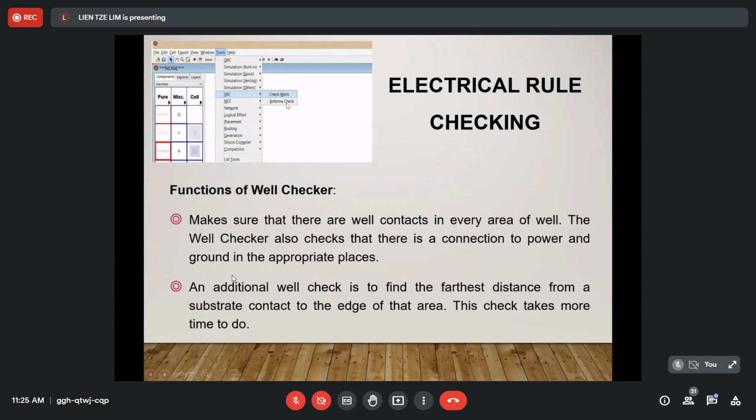The function of the well checker is to make sure that there are well contacts in every area of well. The well checker also checks that there are connections to power and ground in the appropriate places. An additional well check is to find the furthest distance from a substrate contact to the edge of that area. This check takes more time to do.